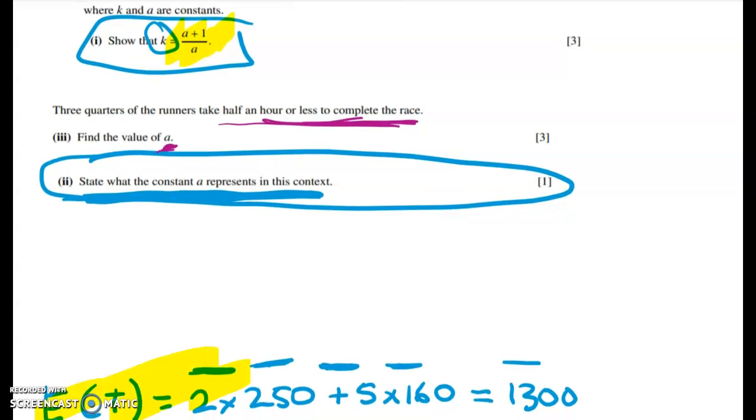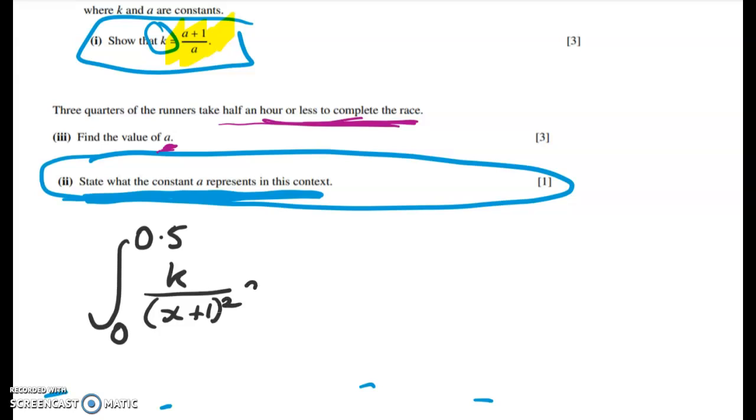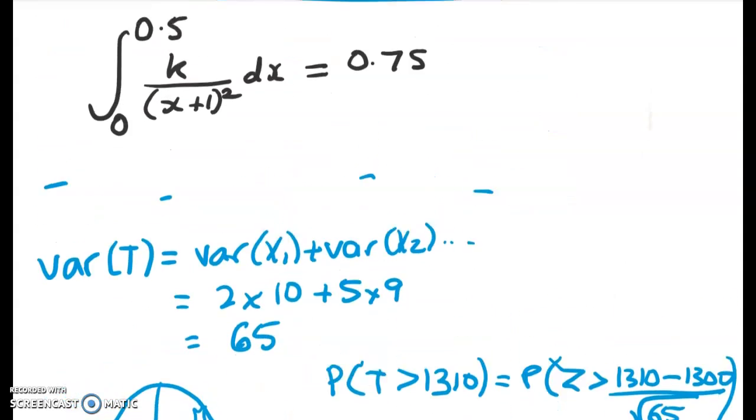So we can write down the following statement. The probability of being between half an hour and no minutes is equal to 0.75. So let's start here. Pretend that we haven't worked out what k is first. Right, so that's what we could have said at the very start of the question. And now we know that k is equal to (a plus 1) over a. So we're going to solve this equation for a.